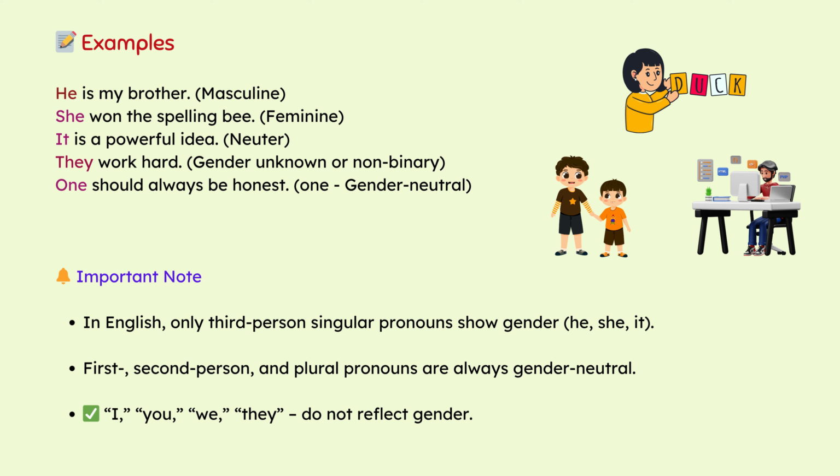They work hard. This is used when the gender is unknown, non-binary, or plural. One should always be honest. The pronoun one is gender neutral and formal, often used in general statements. Important note: in English, only third-person singular pronouns show gender: he, she, and it. Pronouns like I, you, we, and they are always gender neutral. They don't change based on whether the speaker is male or female. So remember, gender matters only for third-person singular.